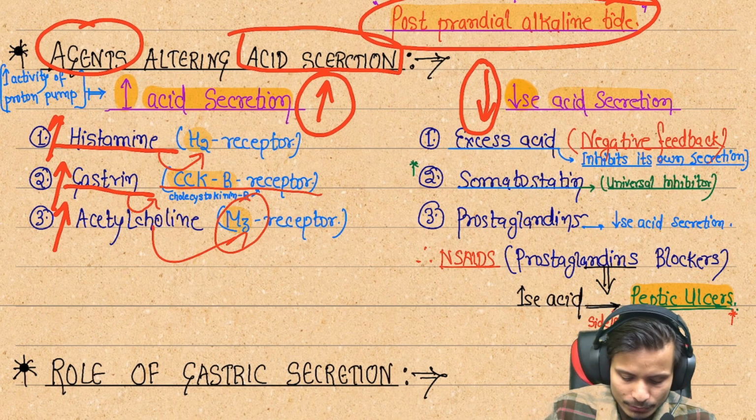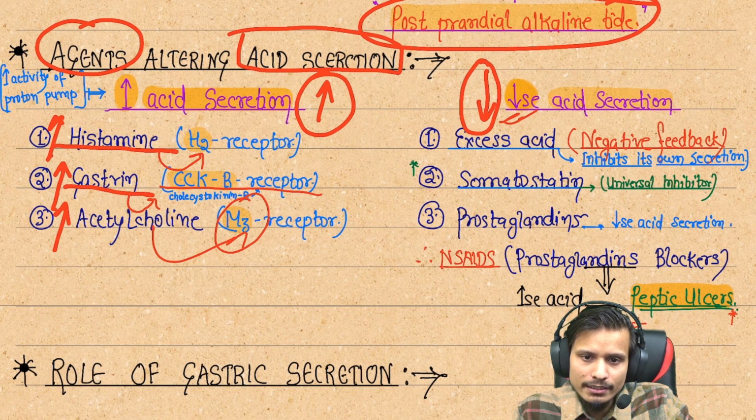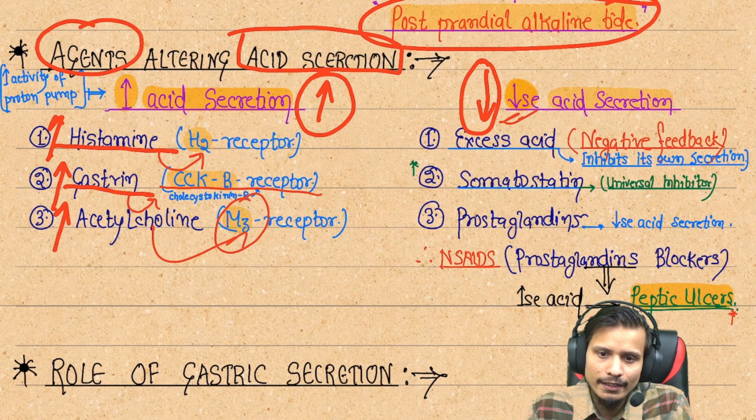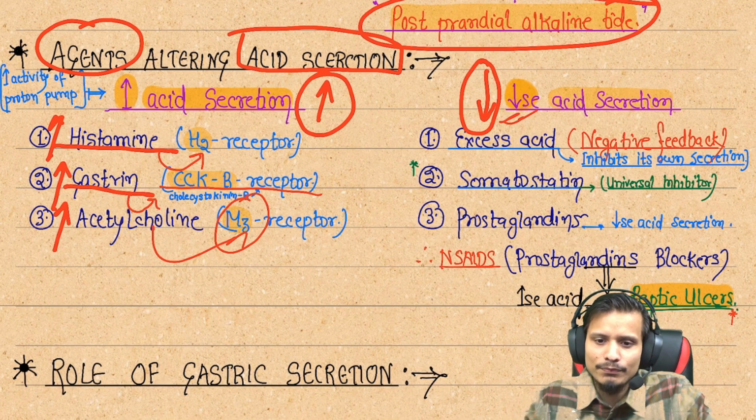Next we can see how they decrease the acid secretion. If the acid is secreted at a high level, meaning excess production of acid in our stomach, it inhibits its own secretion.